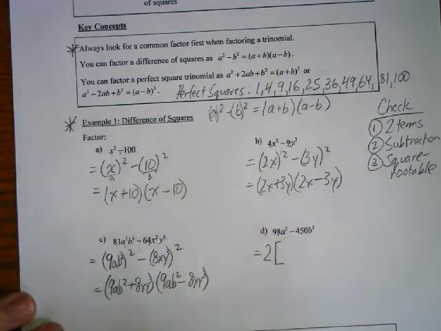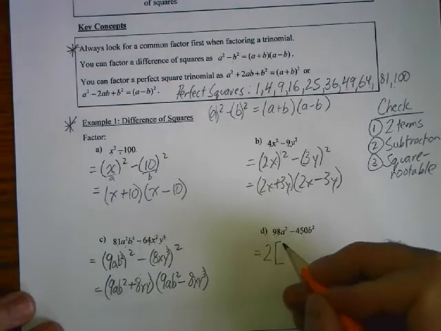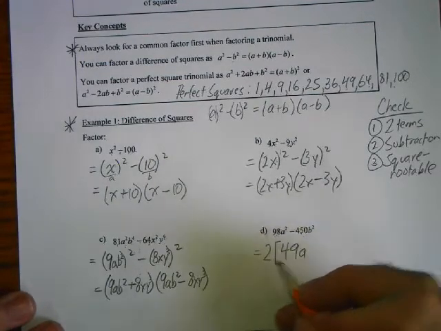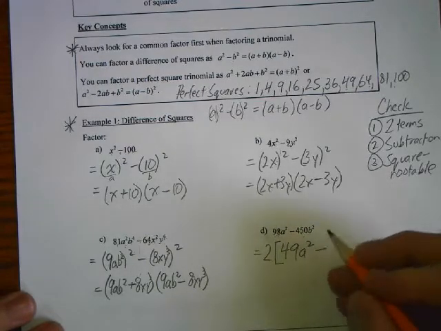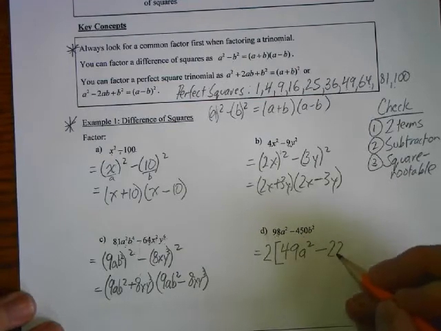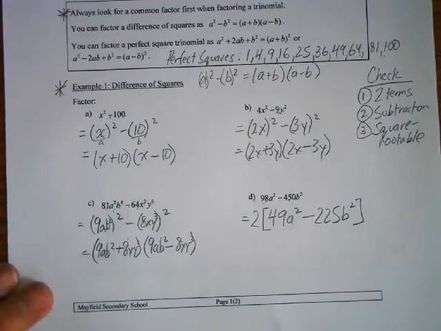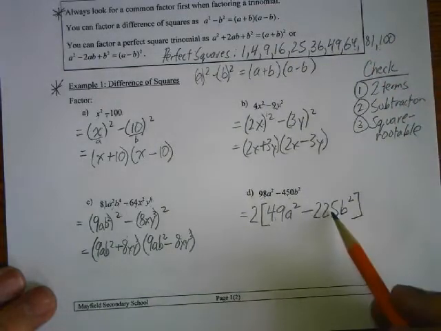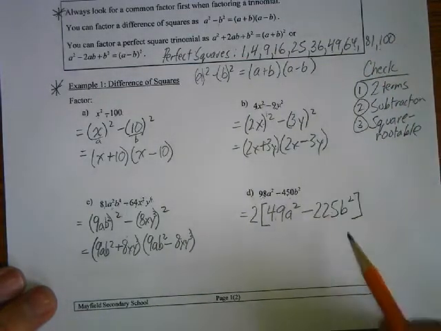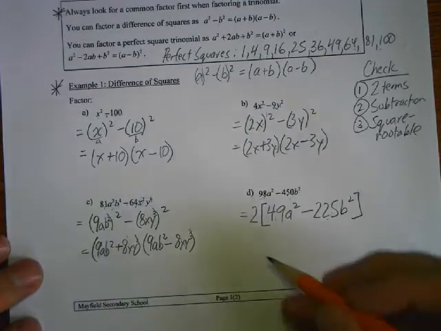So I'm going to put a 2 with square brackets. When I common factor the 2 out, divide the 98 by 2, I get 49. Now when I divide by 2, I'm just dividing the coefficient, right? The variable parts aren't affected. 450 divided by 2 is 225, b squared. And now if I check again, I can see the 49 is a perfect square. And the 225, even if it's not on my list, get your calculator out, the square root of 225 is 15. Exactly, that means it's also a perfect square. So we're good to go.